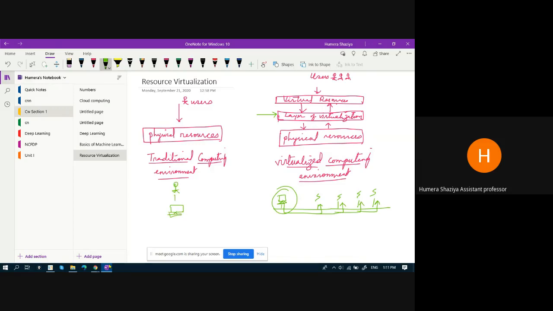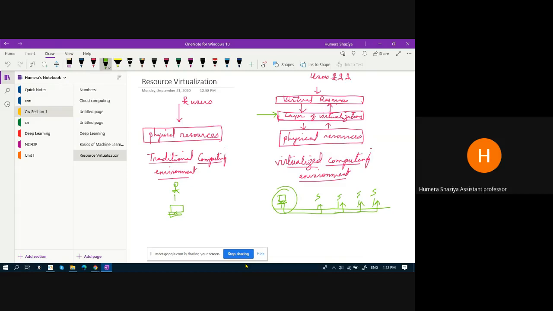Here, this is an example of a personal computer, a single user using a personal computer. All the resources are available only to this user. In this environment, we have multiple clients connected to this server, and this server is providing services to all of them simultaneously. So, how is it possible? The server is only one. How is it possible that the server can do all the tasks? Because of virtualization.